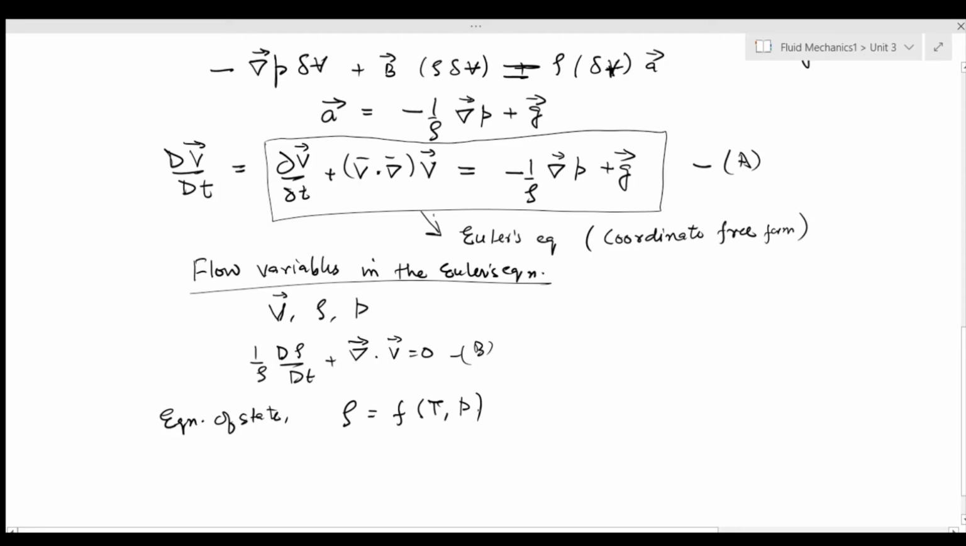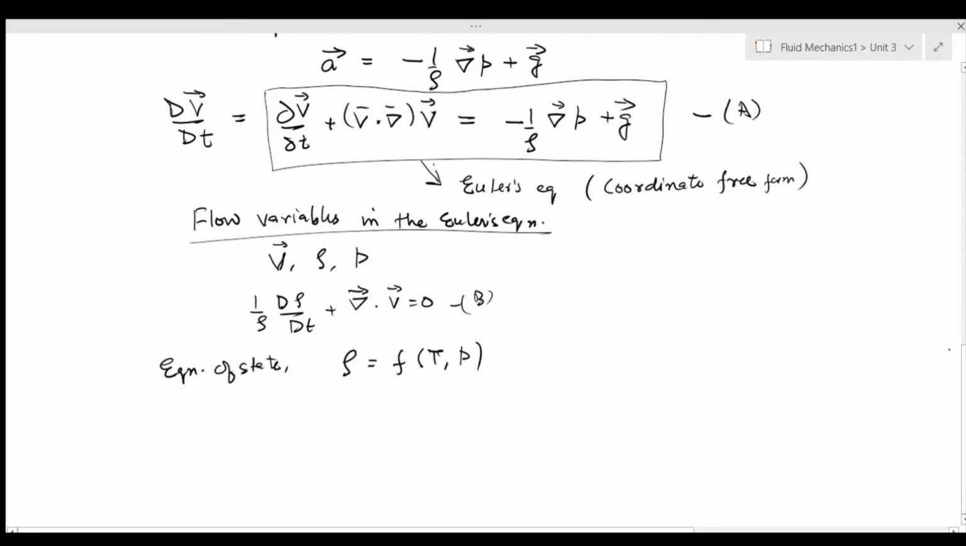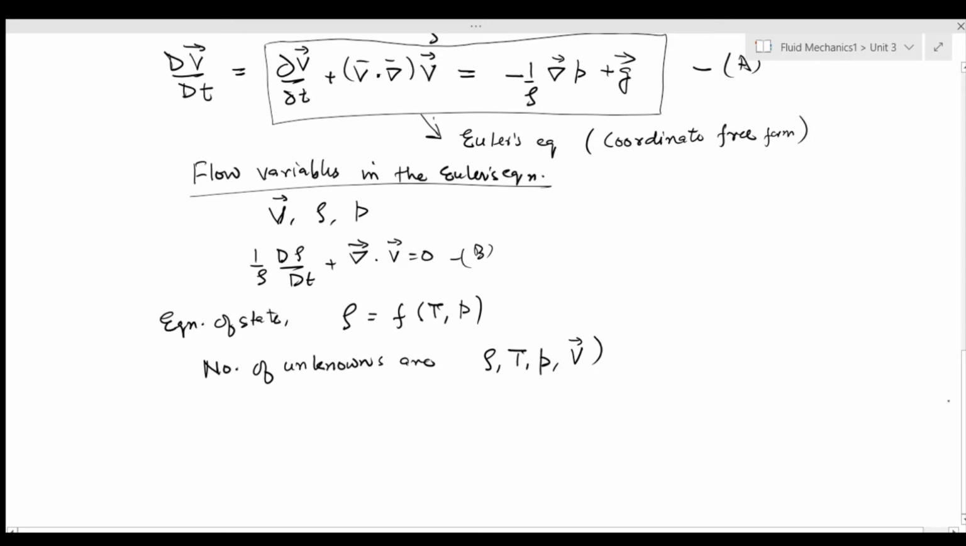For those cases where I'm considering the density to be a function of temperature and pressure, this would be the case. Now I can solve any kind of flow, even compressible flow, using this. This is for a general case. But now I have introduced one more variable. The number of unknowns at this stage are density, temperature, pressure, velocity. I started with 3, but because of the equation of state I have added another one.